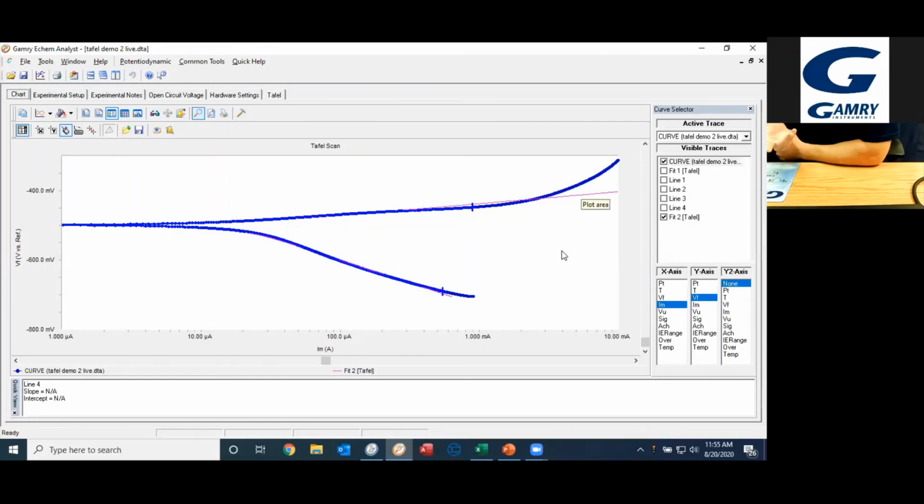Don't trust a regression just because it's easy. Back it up with another technique. You have two techniques that are converging on the same value. That's far more powerful and more reliable than just using a fit and saying, well, that must be it because that's what the software told me. But that's how you do it. Simple as that.